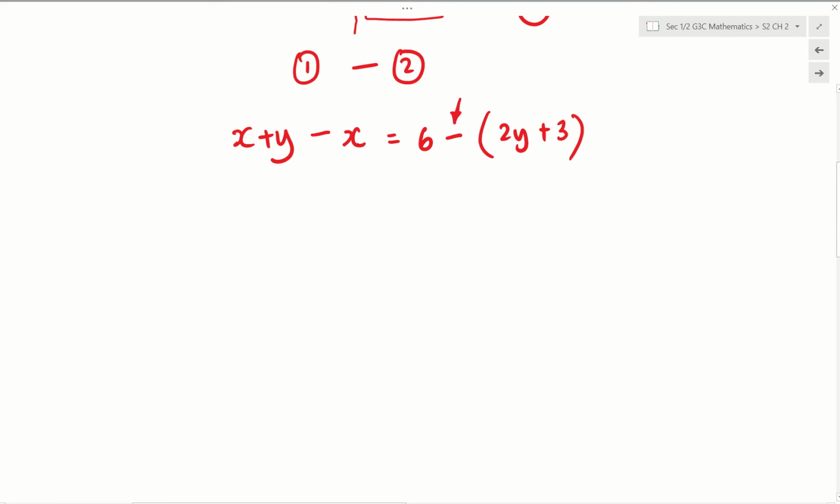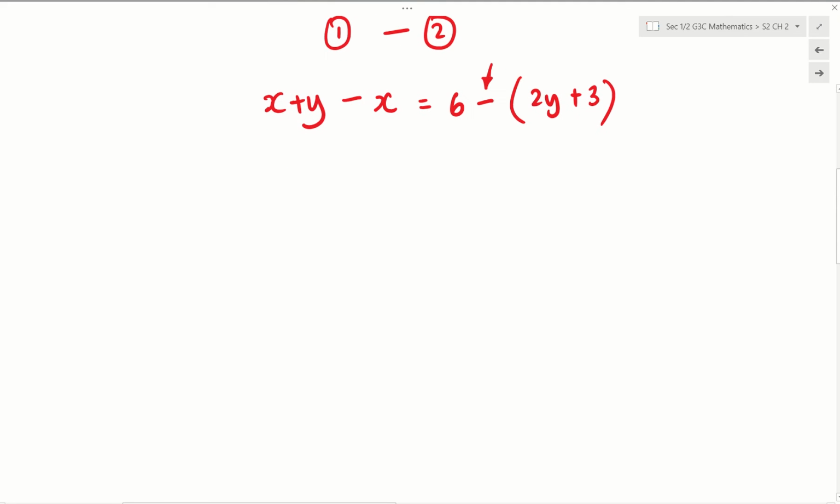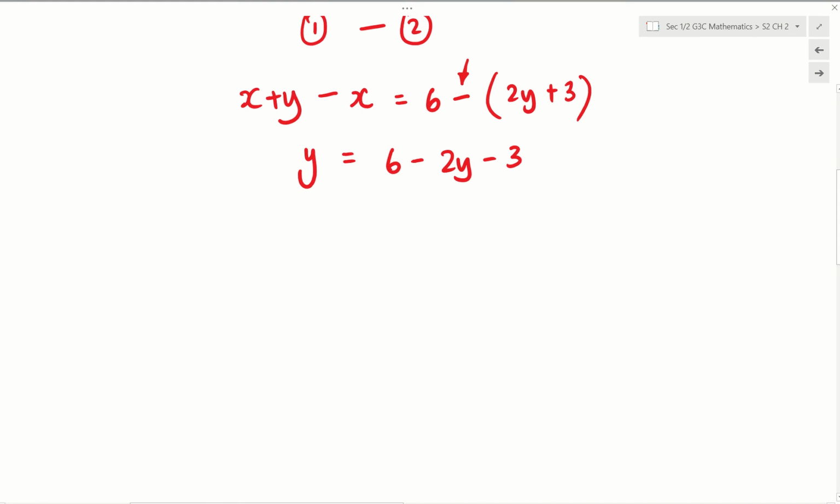Now on the left hand side is where the elimination happens. x minus x disappears and we're only left with y. So y equals 6 minus 2y on the right hand side, minus 3. Now we need to group the like terms together. Adding 2y to both sides, we end up with 3y equals 3, and therefore y equals 1.